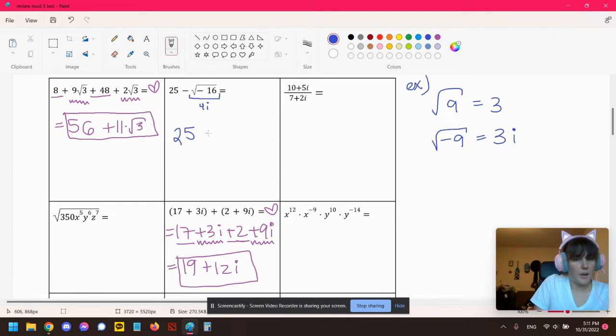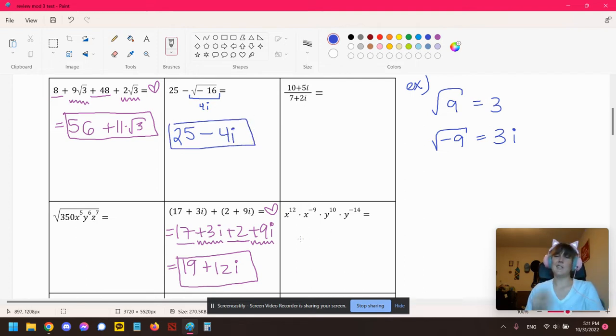So we copy down the 25, we did not use it. We copy down the minus, we did not use it. We replace all of the square root of negative 16 with 4i, and then we say, oh, we're actually done. These are no longer like terms.